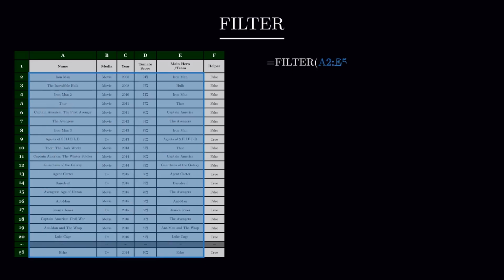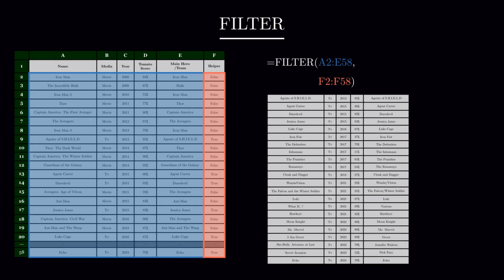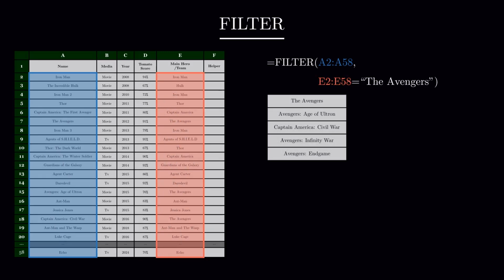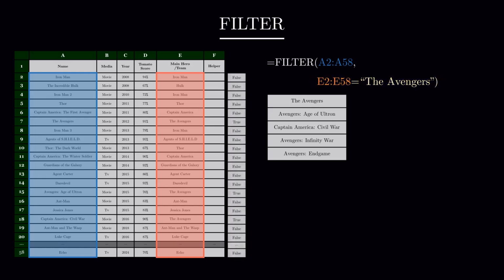Because your filter values don't have to appear in the data you're filtering, we don't need to return the entire dataset if we don't want to. For example, if we wanted the names of all the pieces of media where the Avengers were the main hero team, we could simply put =FILTER, the name column, and then as our include argument, put the main hero equals the Avengers. Of course, you could also do this through a helper column as discussed earlier, but I do prefer not including random columns of trues and falses if they're not needed for anything other than this one filter.